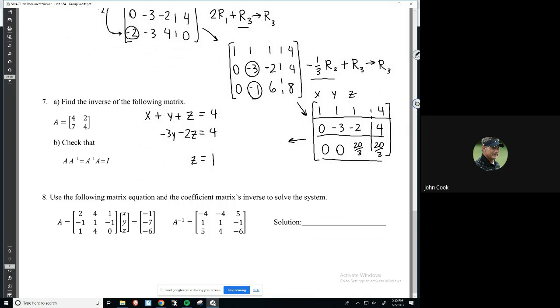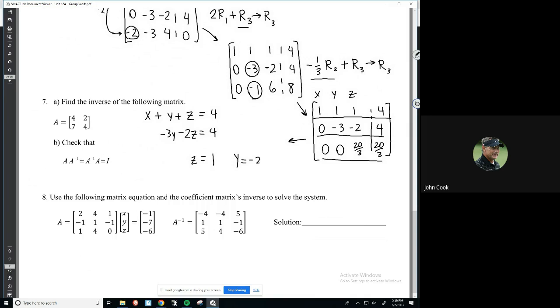And if z is equal to 1, then we can take this second equation and solve for y pretty easily. It's negative 3y minus 2 times z, and remember, z is 1, and that's equal to 4. That's not that bad to solve. 2 times 1 is 2, and if I add 2 to both sides, that means that we get 6. And then if I divide both sides by negative 3, I get my y value. My y value is equal to 6 over negative 3, which is negative 2. There you go, so there's y.